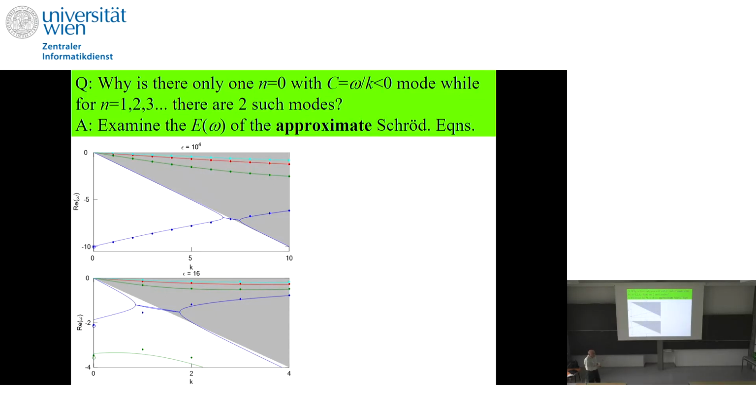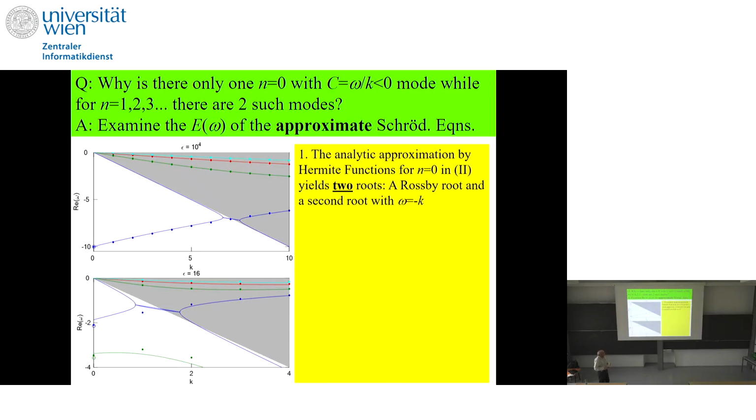But the n = 0 is the mode that crosses the omega minus k line and doesn't go up as a Rossby wave, or if you will, begins as an inertial gravity mode, but then crosses where all others cannot cross, therefore they bend downwards. Well, I think this is what I wanted to show you.